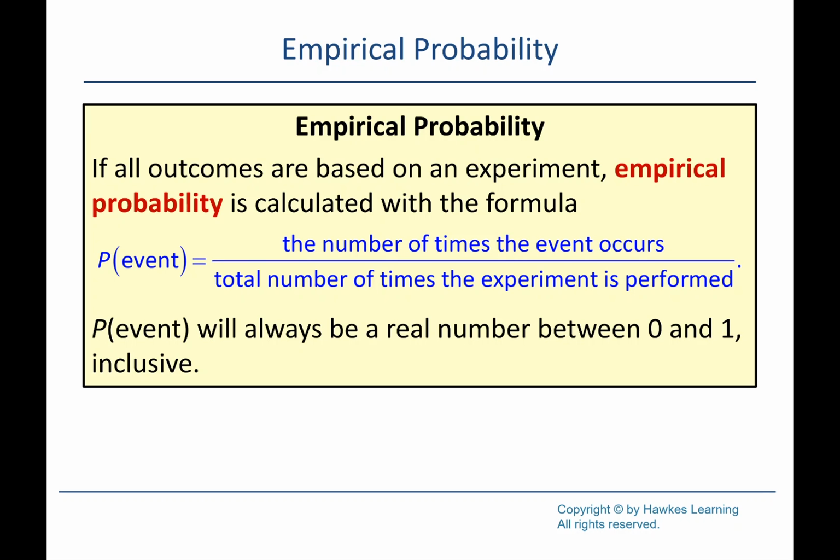And again, it's between 0 and 1. So a little bit different. It works the same way, but what we end up with is a little bit different. Another name for empirical probability, sometimes you'll see this called experimental probability.